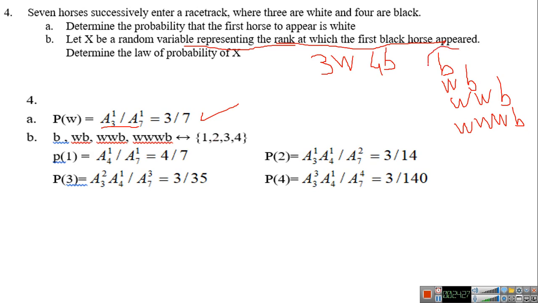So P of 1, so to get 1 black, so 1 out of 4 over 1 out of 7. To get here from the second one, so arrangement, the first one must be white. I have 3 white, so 1 out of 3 and 1 here, 1 black, 1 out of 4 over 2 out of 7. Here you have white, then white, then black. The first two are white, so arrangement 2 out of 3, 1 out of 4, and for this one you do this one. So if you make the sum here 100%, it is 1.